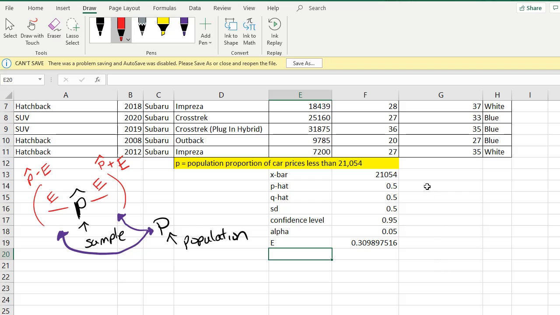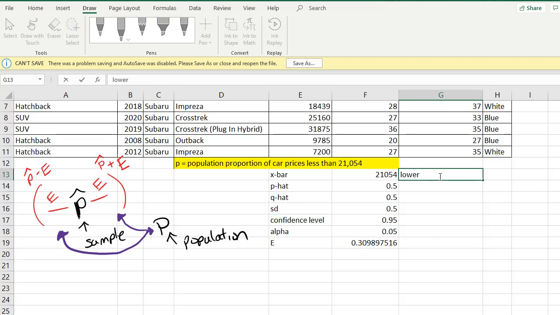All right, so now I have everything I need to calculate that confidence interval. Let me start with the lower CI equals P hat minus this margin of error. Okay, upper CI equals P hat plus this margin of error.